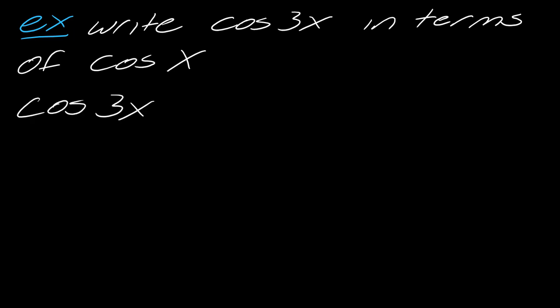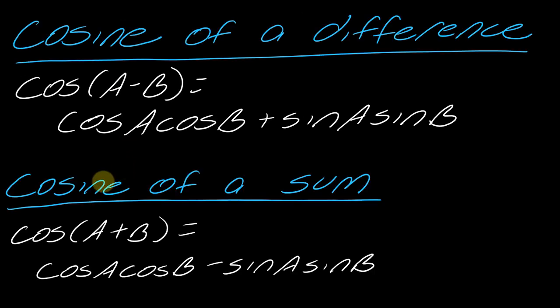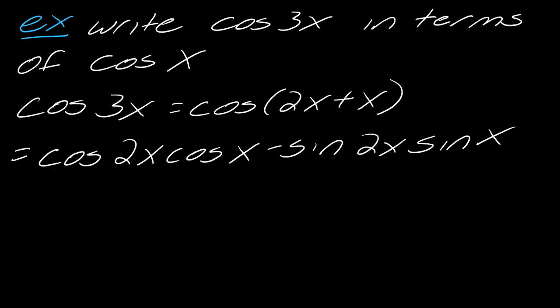So cosine of 3x, I could actually rewrite that as cosine of 2x plus x. And so this now is screaming for me to use my cosine of a sum, right? So I can use this identity here. Okay, cool. So I'm going to go ahead and apply that identity as you see here. And now, what do you notice? What else can I apply? Well, now I've got this cosine of 2x and this sine of 2x.